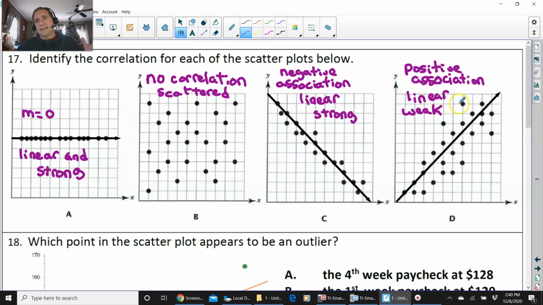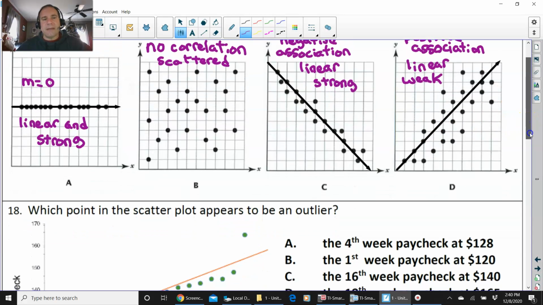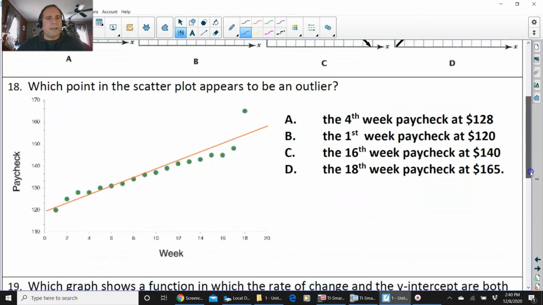And it's weak because the points are further away from the trend line. All right, like this one and this one, that's pretty far away. So we're going to say this has a weak association right there instead of strong. Strong is clustered around the trend line. Weak is not so clustered around. Just more of like a scattered look about it. All right, so here we go.